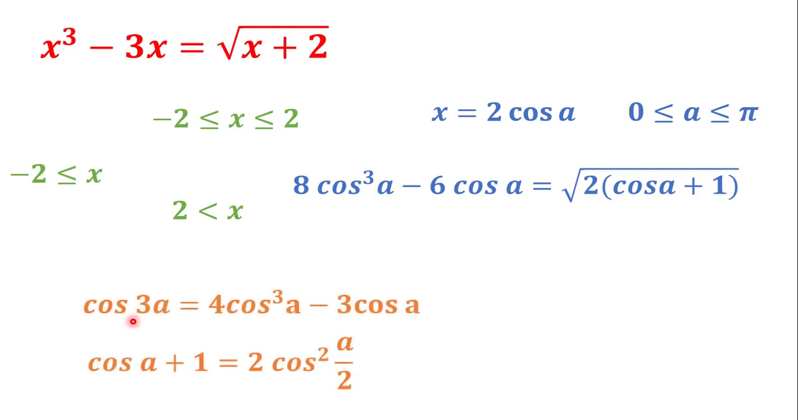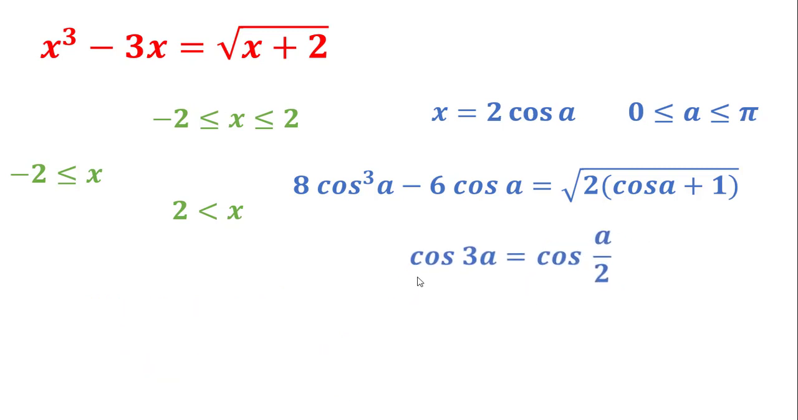The triple angle formula is cosine 3a equals 4 cosine cubed a minus 3 cosine a, and the half angle formula is cosine a plus 1 equals 2 times cosine squared of a over 2. By these formulas, the left hand side is going to be 2 cosine 3a, and the right hand side becomes square root of 4 times cosine squared of a over 2. This expression can come out of the radical, and we're going to get cosine 3a equals cosine a over 2.